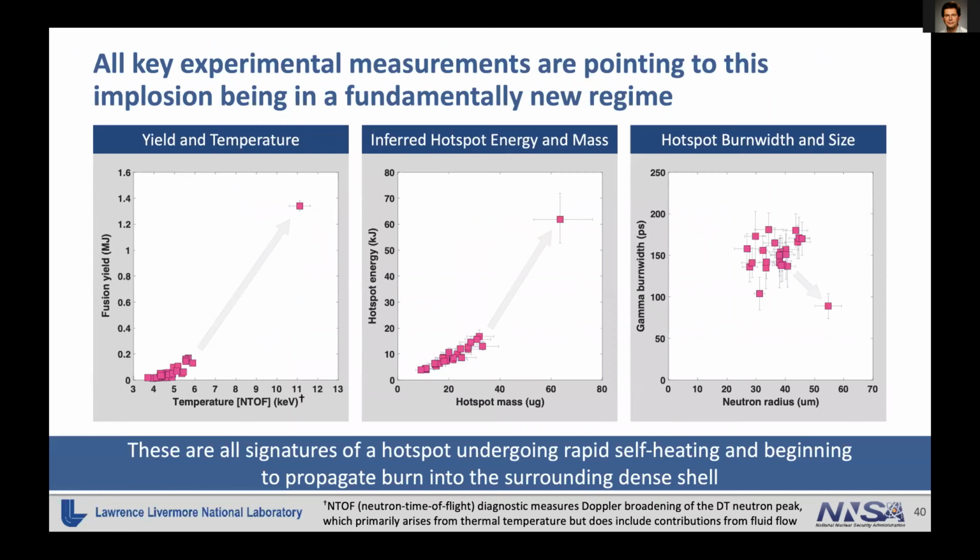These are another way to show the metrics, the yield versus temperature. You see it jumping up by a factor of 2 with the yield, the inferred hotspot energy and hotspot mass going up. We're burning more of the fuel, and the burn width goes down as the radius goes up. So again, all these signatures point to that.